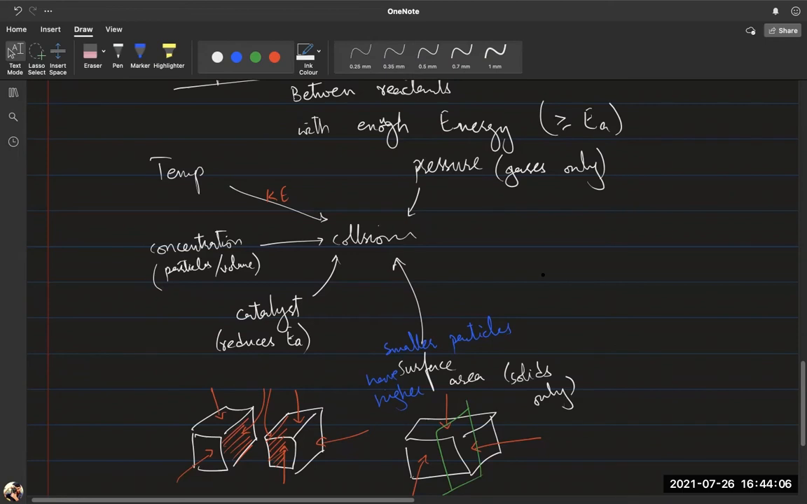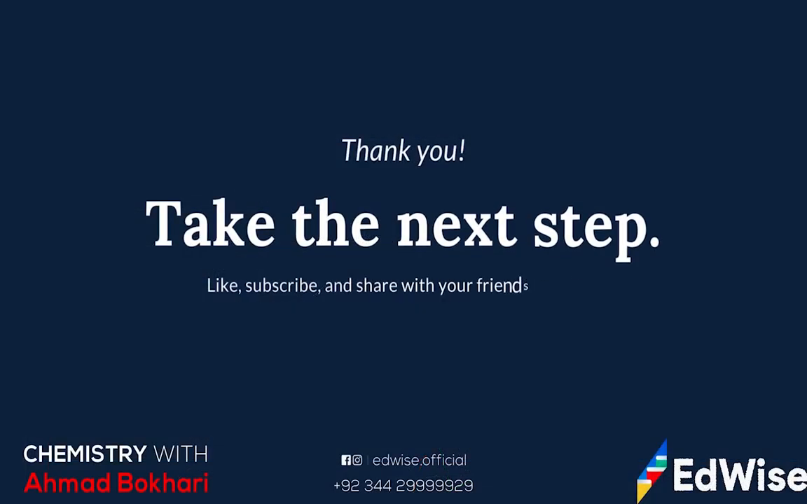Now remember, whenever you are going to talk about this, do not forget how collision theory depends on time. So the more collisions happen in the same time, the higher the rate of reaction. Okay, and that is exactly how we speed up the chemical reaction. So that's it for this chapter.